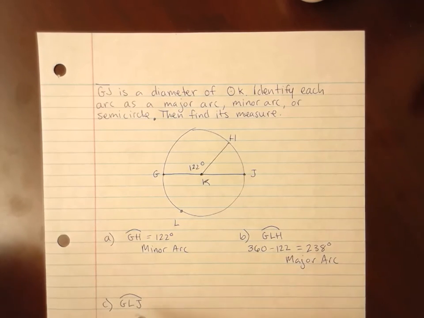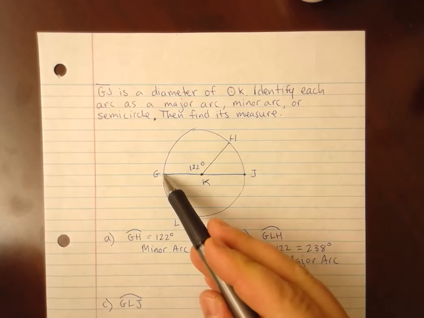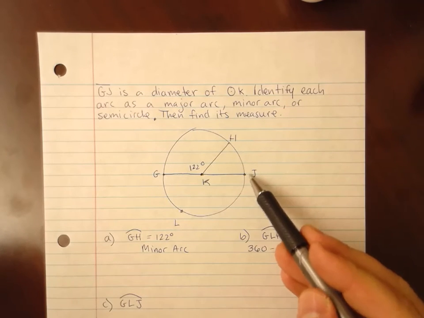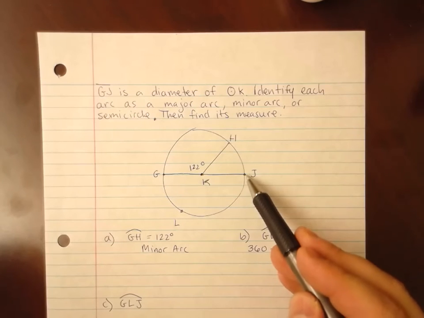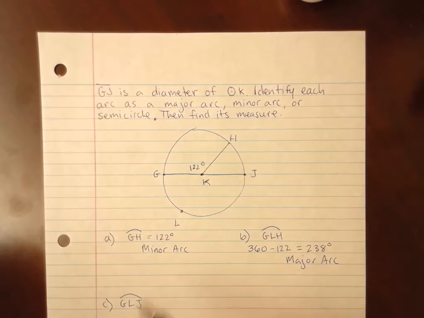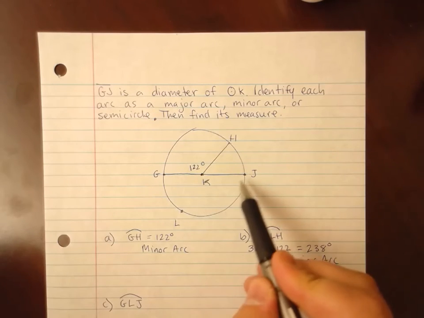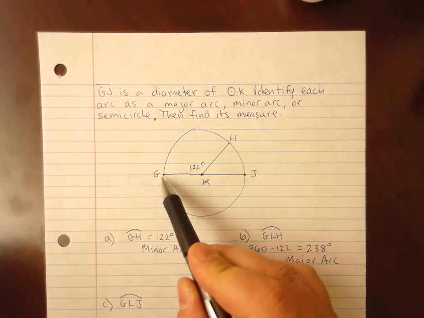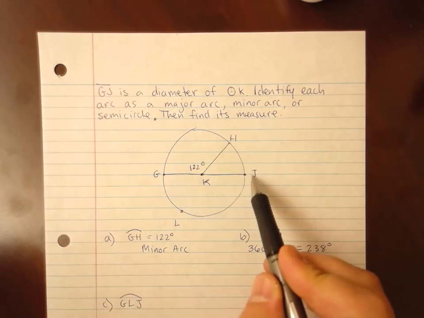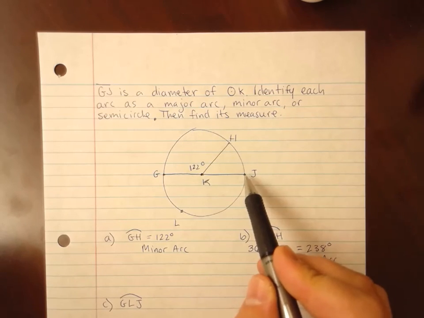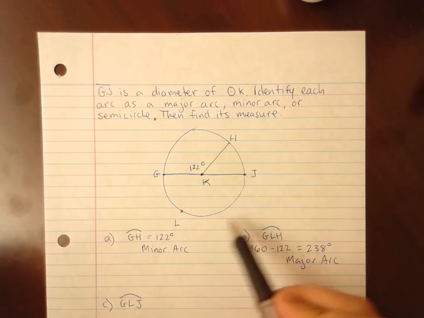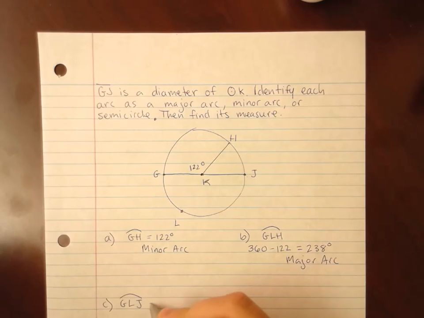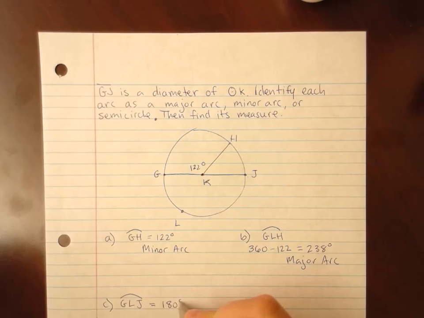Okay, and then the final one, GLJ, going around this way on the circle, you go in that order, G, L, J. It actually is a semicircle. The diameter is created from G to J. So this is actually a semicircle, and every semicircle is going to be 180 degrees.